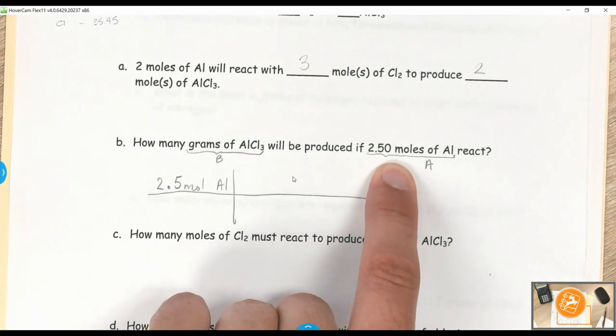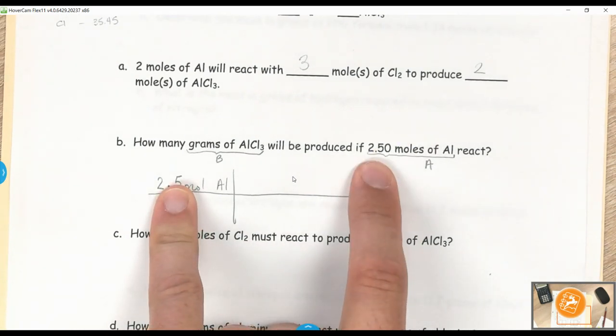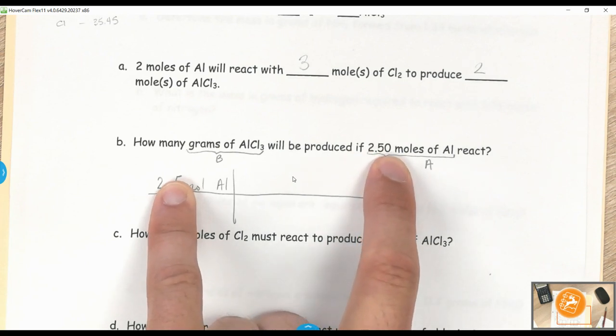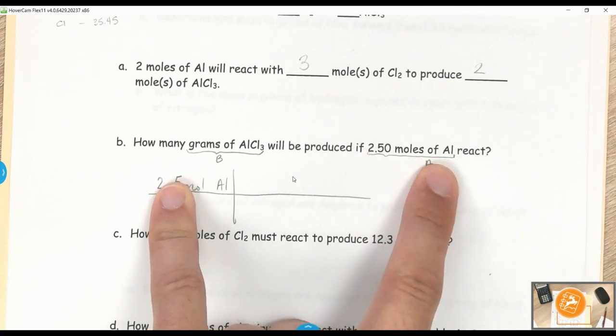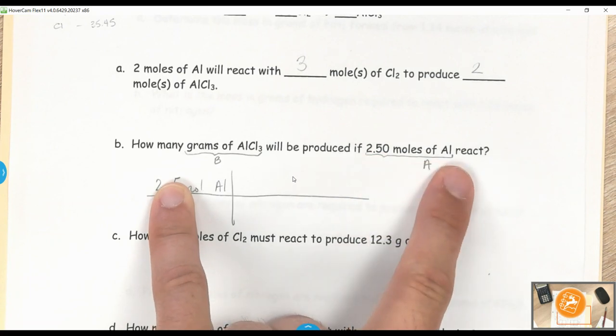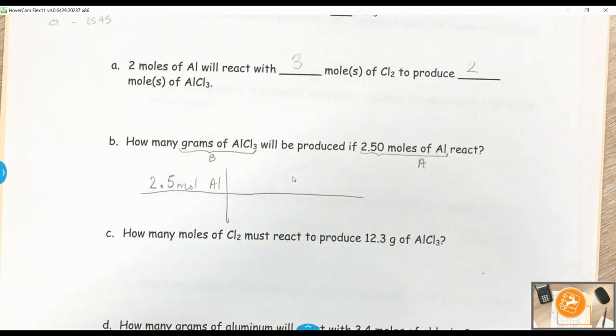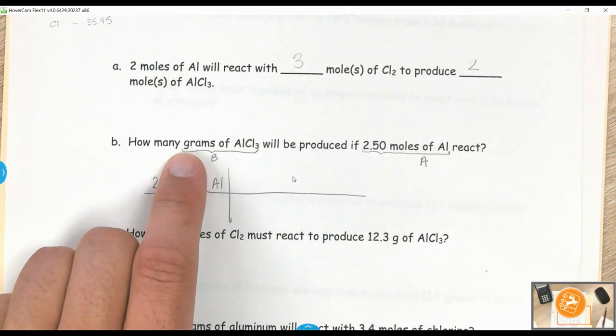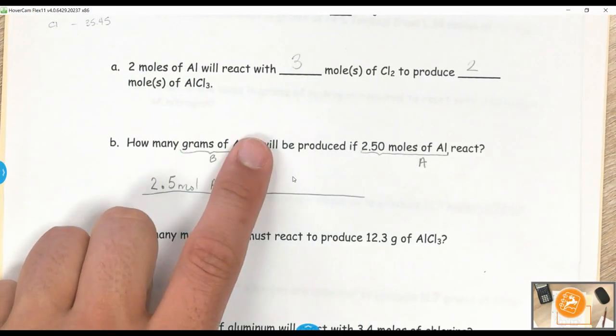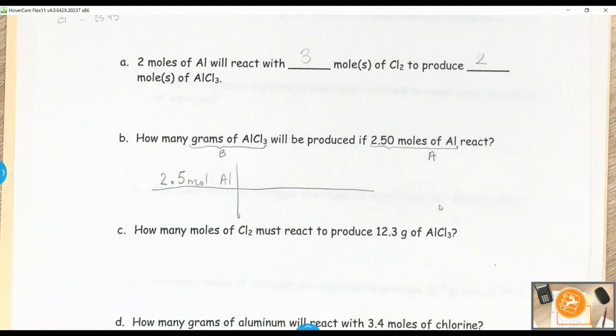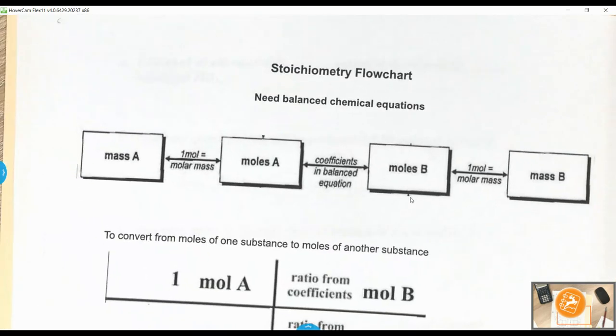Pretty much 99.9% of the time, whatever we're given here with the number, that is going to be substance A. So 2.5 moles of aluminum, that is going to be what we call substance A. What are we looking for? We're looking for grams of substance B. So this is where the chart comes in.